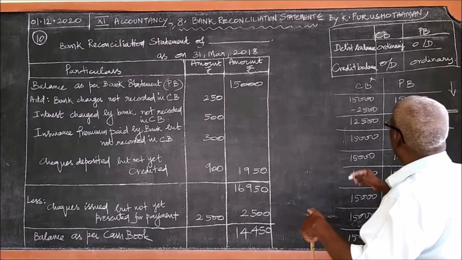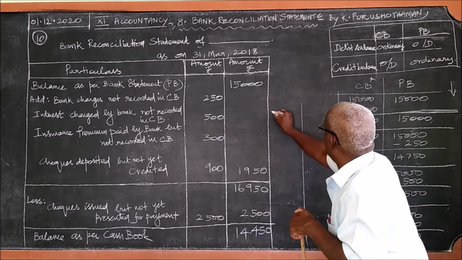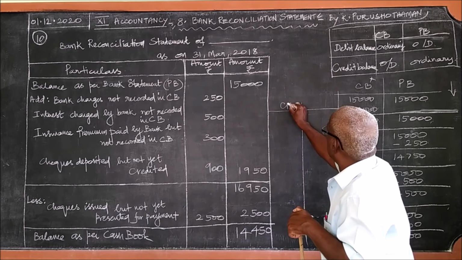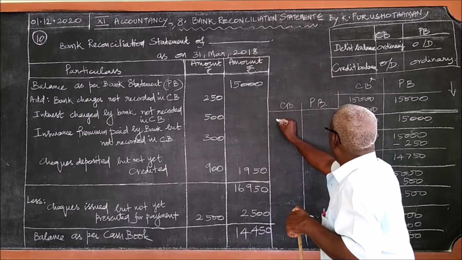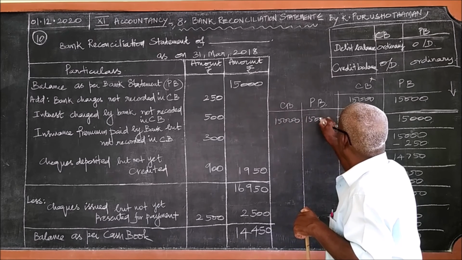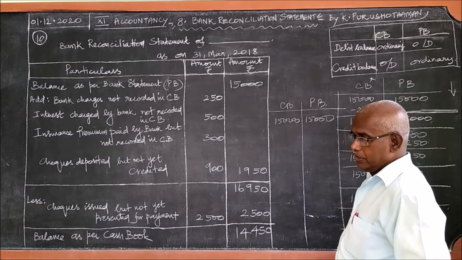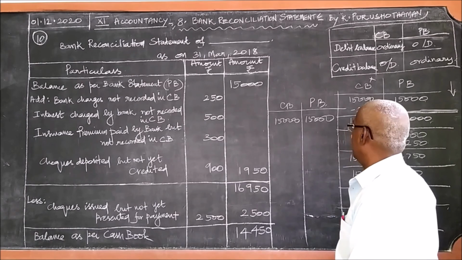Then the last one, the balance, equal balance, 15,000 in both the books. What is the last one? Checks deposited but not yet credited.